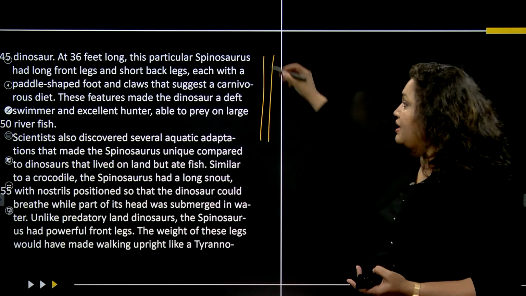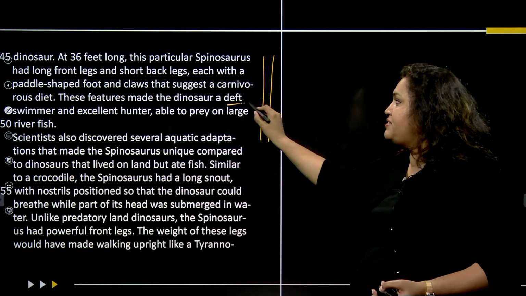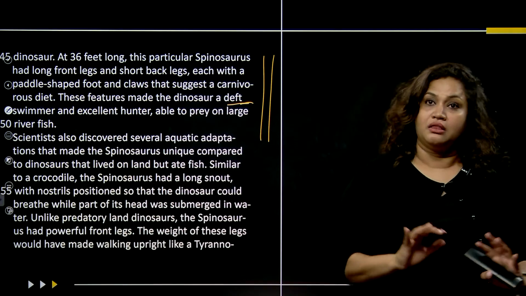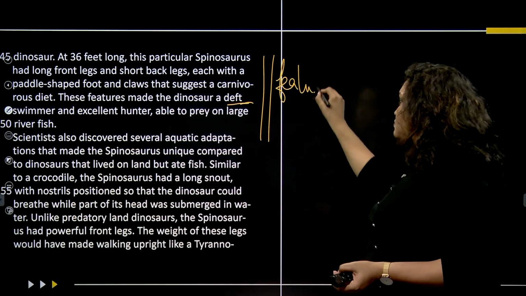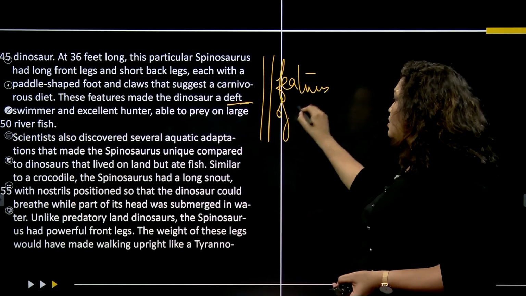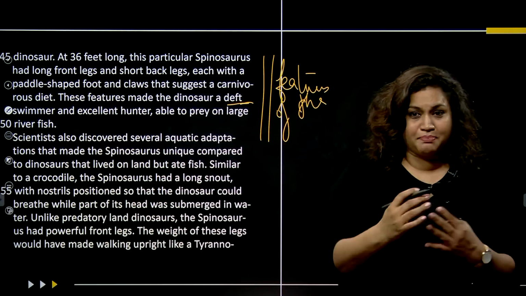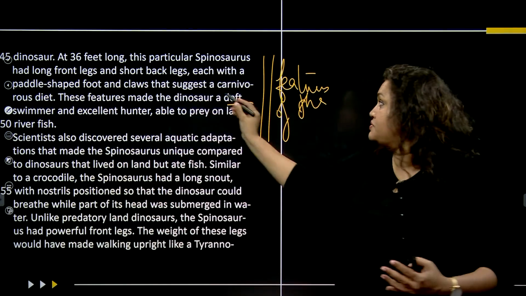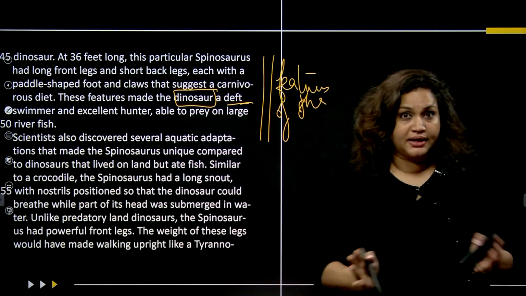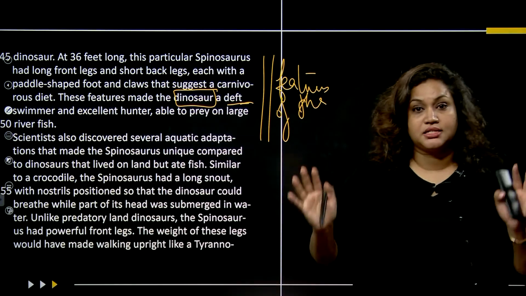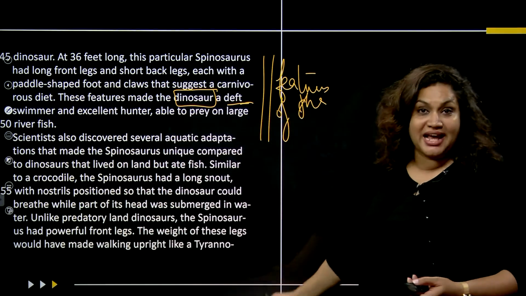Okay, so now here, these features made the dinosaur. So here we are going to talk about the deftness, or how expert they were, and here we are going to talk about the features of the Spinosaur. Now this is a part of dinosaur, so they have used dinosaur here. So okay, they are not at all comparing, they are just talking about the deftness of this Spinosaur. Okay, so now let's go to the next one.